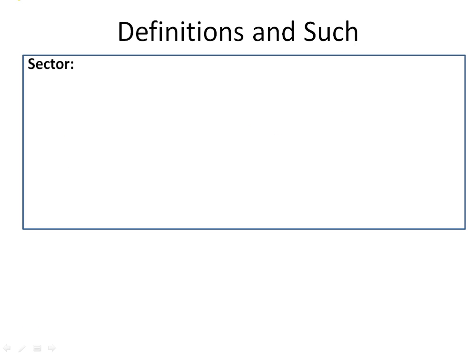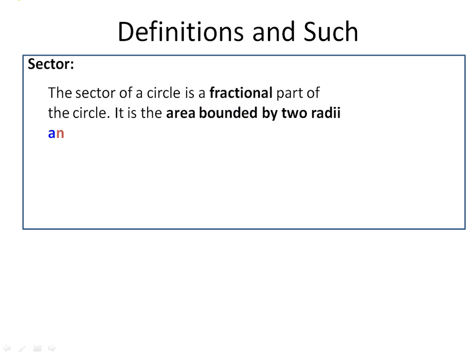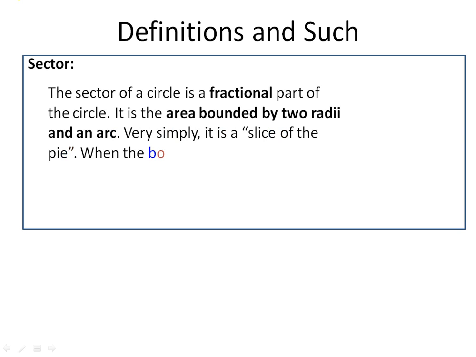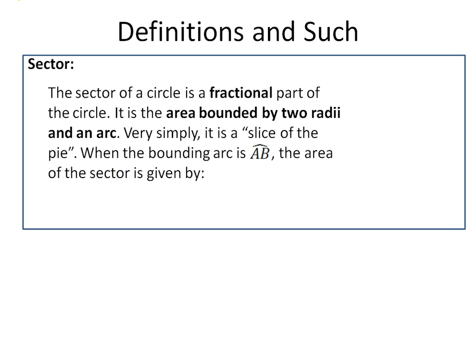Okay, so let's look at some more definitions. In this case, they're talking about a sector. The sector of a circle is a fractional part of the circle. It is the area bounded by 2 radii and an arc. Very simply, it's a slice of the pie. When a bounding arc is arc AB, the area of the sector is equal to the measure of arc AB divided by 360, which is the whole circle, times the area of the whole circle, which is pi r squared.